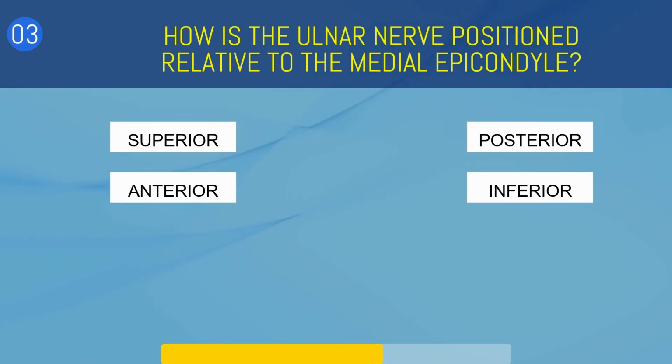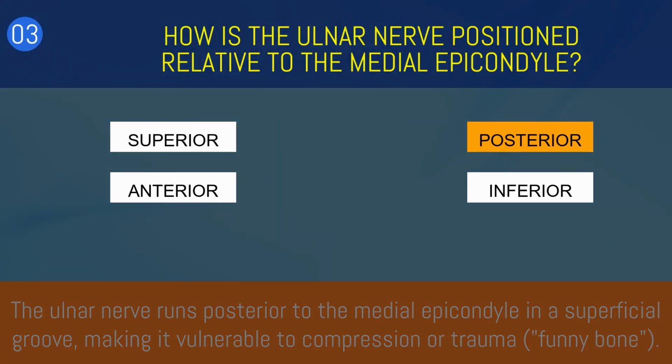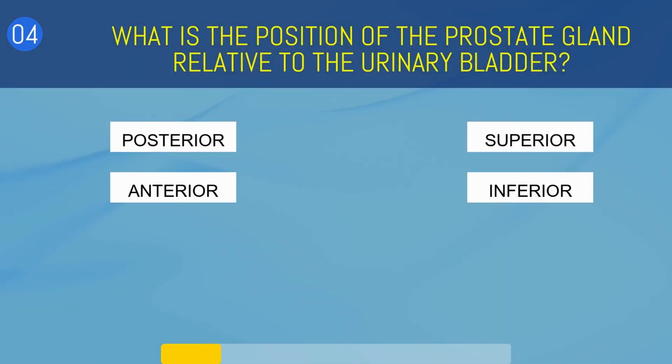How is the ulnar nerve positioned relative to the medial epicondyle? Superior, anterior, posterior, or inferior? Posterior. The ulnar nerve runs posterior to the medial epicondyle in a superficial groove, making it vulnerable to compression or trauma.